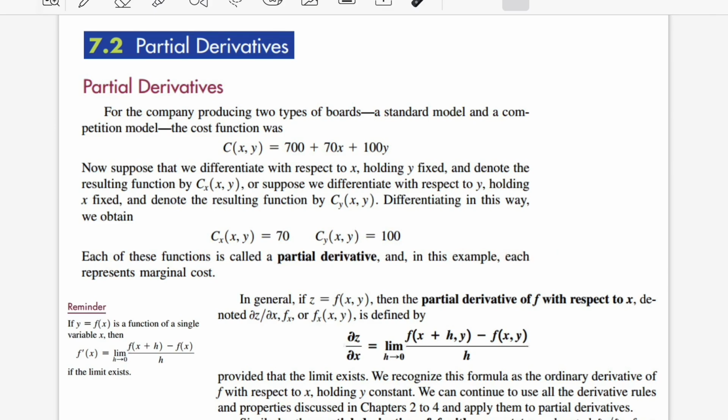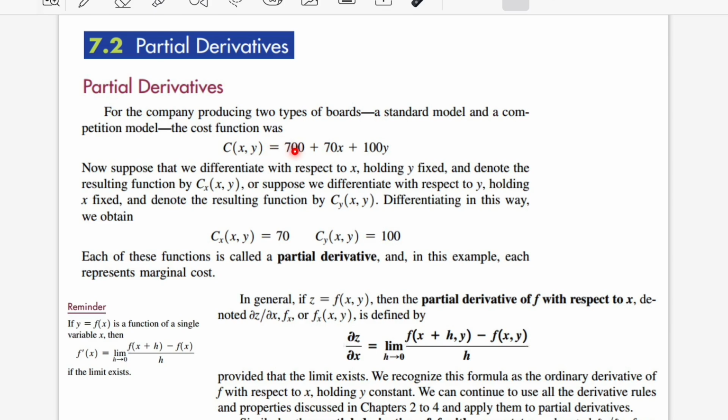And in this case, each example represents a marginal cost. Remember, if we want to find the marginal cost, we would just take the derivative of our cost function. So essentially what's happening here, looking at c sub x, we're taking the derivative of this guy with respect to x. So we know that when we want to take the derivative of this, we can look at the derivative of each of these guys here.